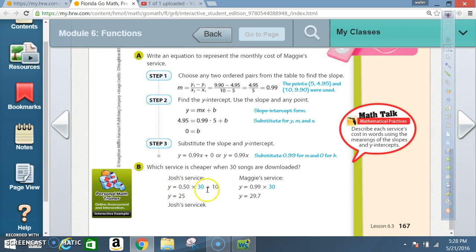Now bear in mind, when you're doing your math here, you can actually do the math in your head. 0.50 means a half. So half of 30 is 15. 15 plus 10 is 25.